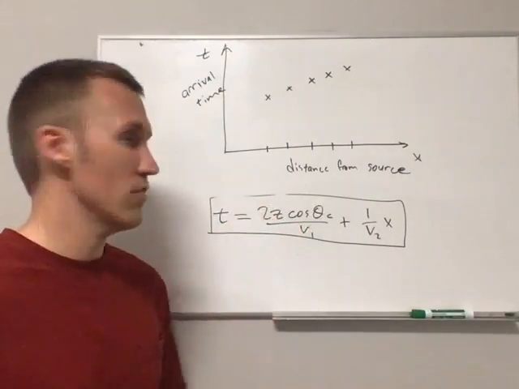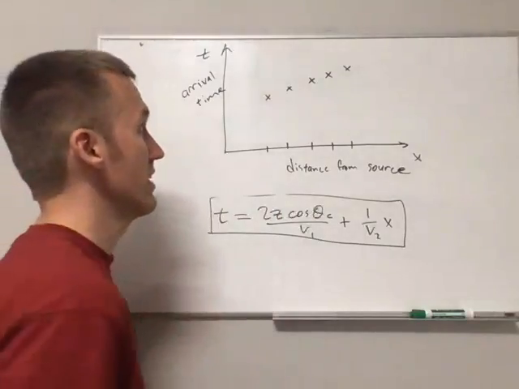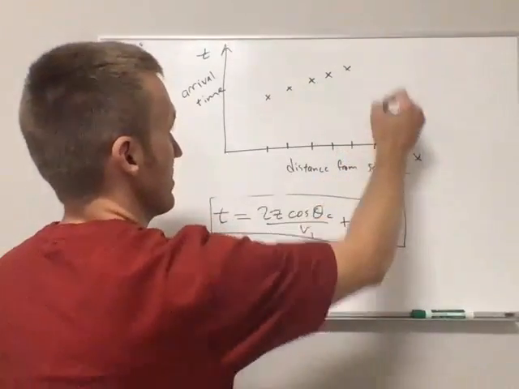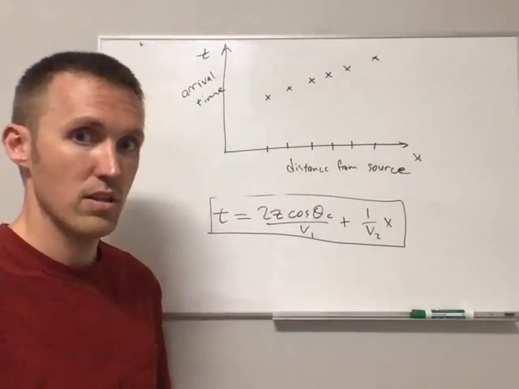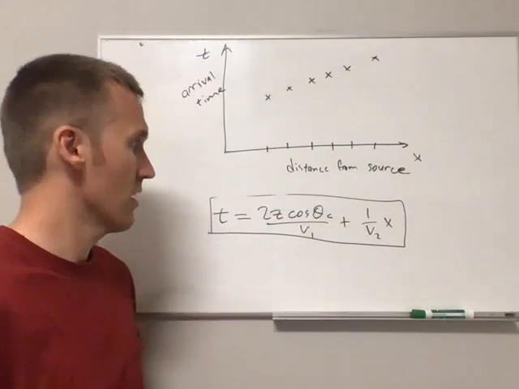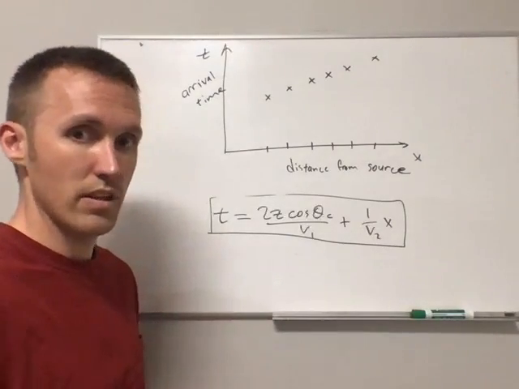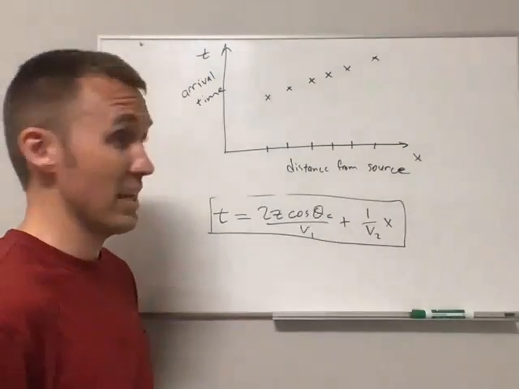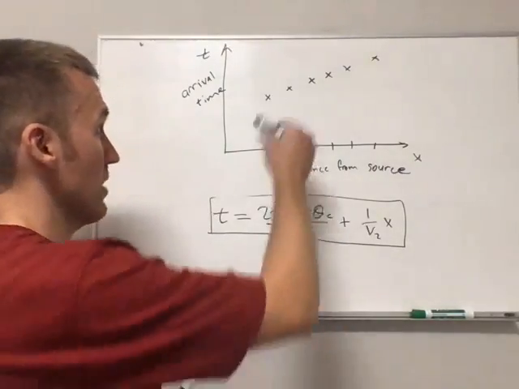The time of the first arrival versus the distance from the source is going to give us a series of points at each one of our geophones, and of course our geophones are all spaced evenly apart. It doesn't really matter if they weren't, it would still be the same relationship, but that helps us to see the line a little bit better. And we plot these lines.